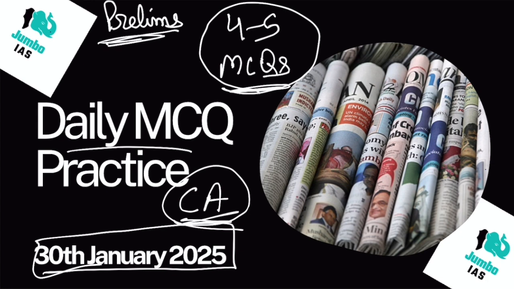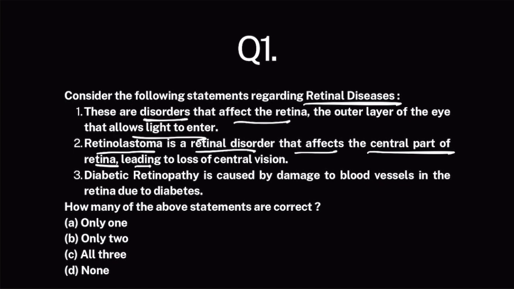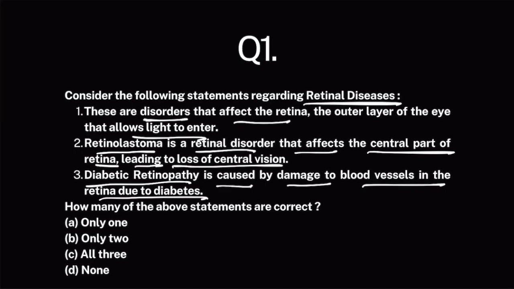All right, let's begin today's discussion, starting with question number 1. Consider the following statements regarding retinal diseases. These are disorders that affect retina, the outer layer of the eye that allows light to enter. Retinoblastoma is a retinal disorder that affects the central part of retina, leading to loss of central vision. Diabetic retinopathy is caused by damage to blood vessels in the retina due to diabetes.